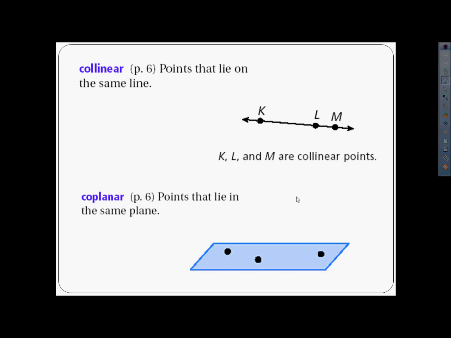Collinear are points that lie on the same line. So for example, here we have points K, L, and M. These 3 points are said to be collinear because they lie on the same line. Coplanar are points that lie in the same plane. We've got 3 points here, and they lie on the same plane. You can think of a plane as your sheet of paper. If you draw 3 random points, if they're on the same sheet of paper, then you could say they are coplanar.